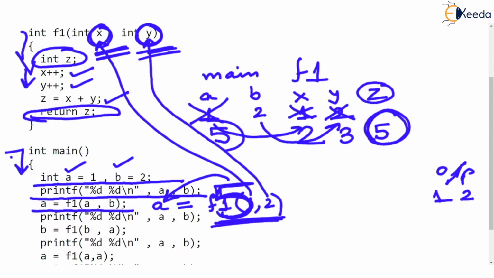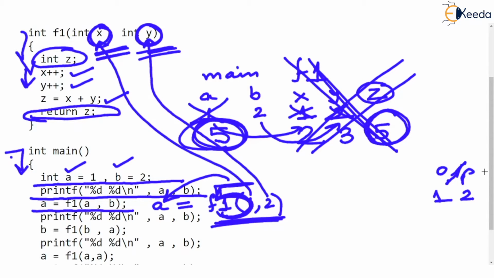x and y will not change a and b. Listen, a has changed, a has become 5 because a should become equal to the returned value of f1. That's it. So the function has finished. The function finishes and it kills all its local parameters and local variables. And we are back to main. We are back to this printf statement because the call to the f1 function is finished.